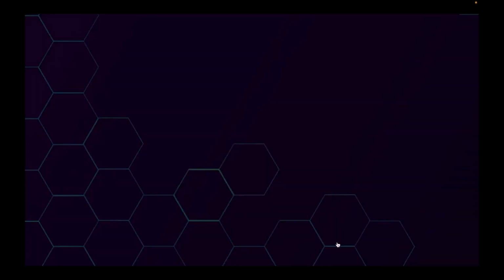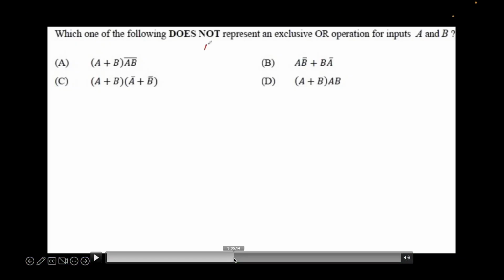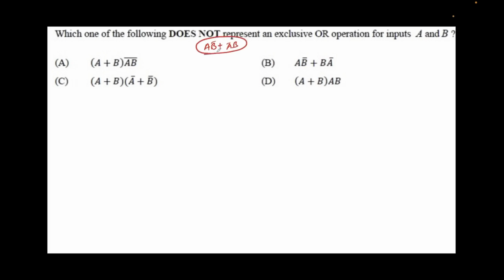This is the expression that we know is true for the XOR gate. The question asks which does not represent it. So note option B first. It's very easy to see. Option B says a b bar plus a bar b.